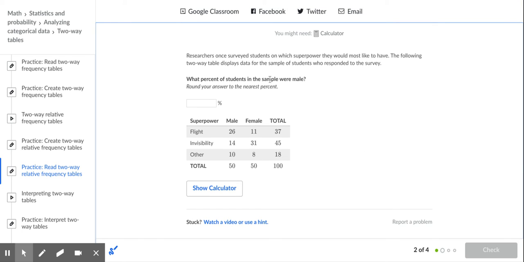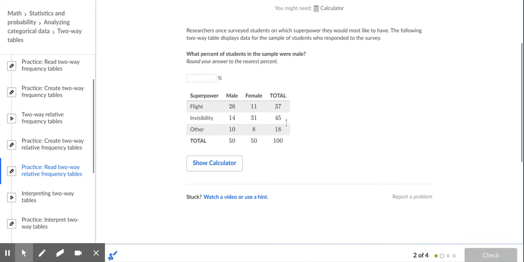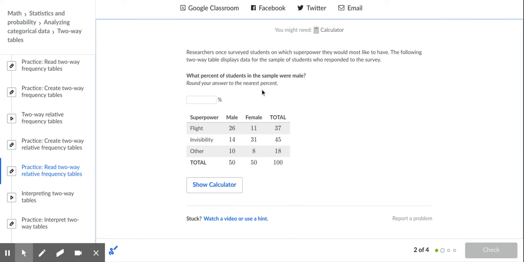What percent of students were male? Again, so this time instead of a fraction, it's a percent. Round to the nearest percent. So what fraction are male? So 37 out of 100. So again, nope, that's flight. Male. Total male is 50. Total is 100. So 50 out of 100. So 50%. If this hadn't been 100, you can do that in a calculator. But since it's 100, you don't need to. Yeah, so 50 out of 100, 50%. Yep.